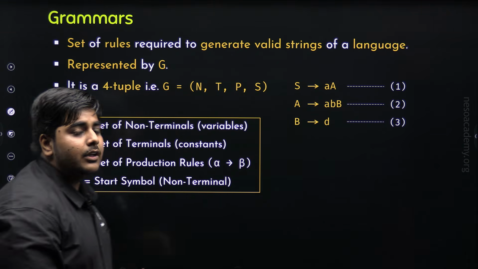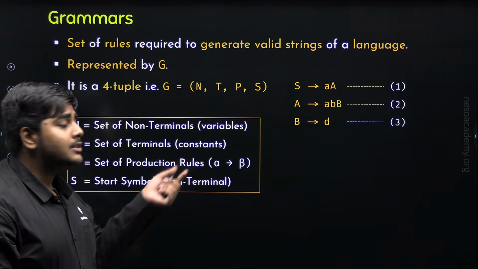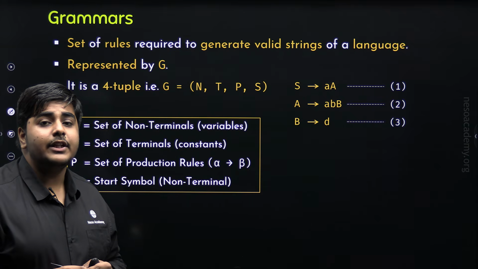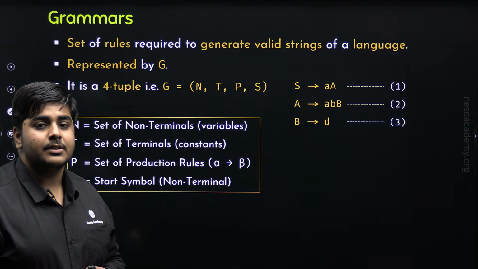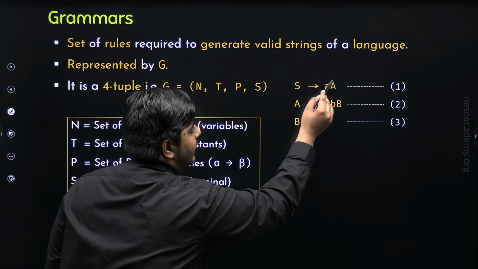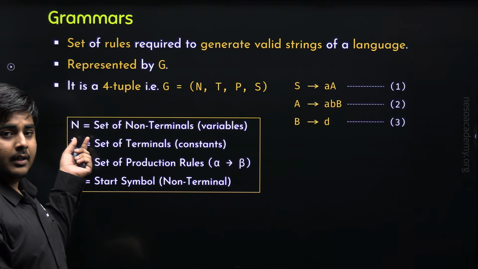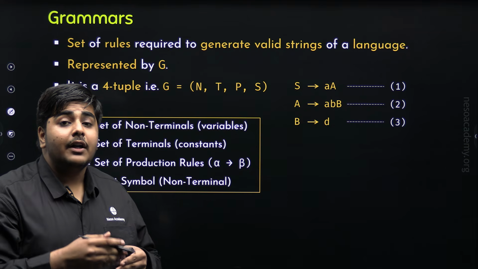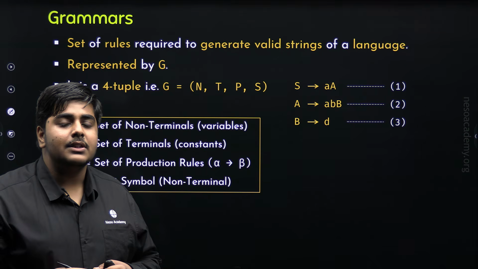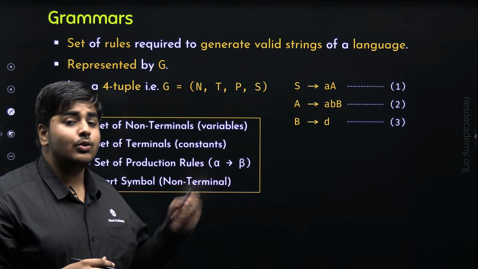Now let's understand what is N. N is the set of non-terminals or variables. And non-terminals are represented using the uppercase letters. So here, the set of uppercase S, uppercase A, uppercase B is called N. And non-terminals are replaceable symbols. That means we can replace non-terminals by any other symbol while generating the strings from these rules.